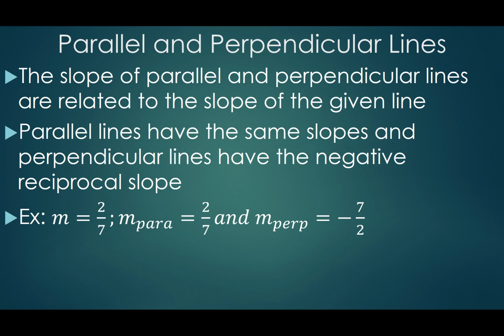It turns out the slopes of these particular lines are related to each other, where parallel lines will have the exact same slope, which makes sense seeing as they never intersect, so the change in y and change in x should be the same kind of concept, whereas perpendicular are negative reciprocal slopes. So for example, if our slope was 2/7, parallel would be also 2/7, whereas perpendicular would be negative 7/2.